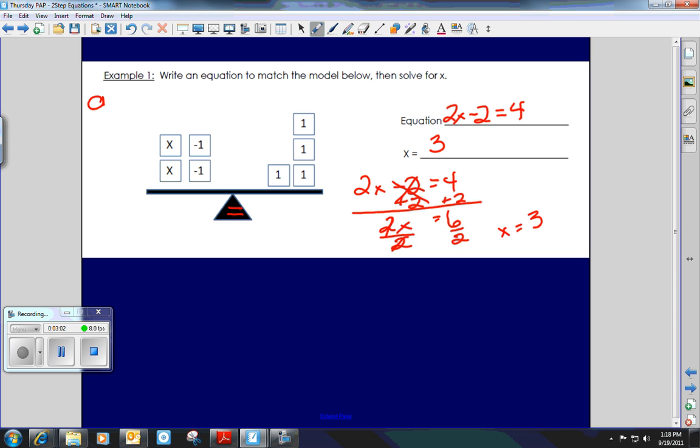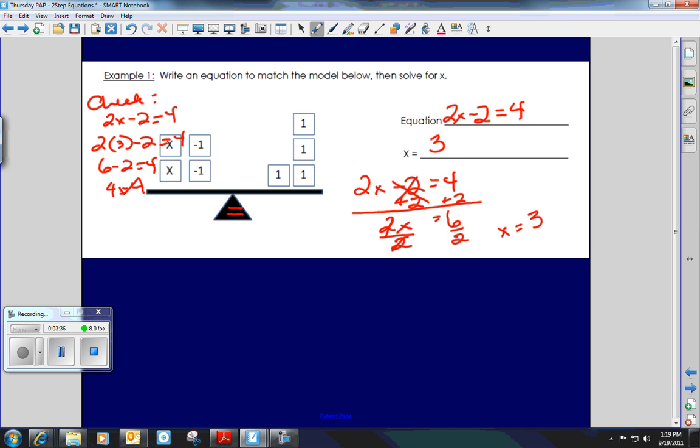So for my check, I have 2x minus 2 equals 4. I'm going to put in a 3 for x. So that's 2 times 3 minus 2 equals 4. So 6 minus 2 equals 4. And then I actually do the subtraction, and I know that 6 minus 2 is 4. So 4 equals 4, and that equation is checked correctly. That's how you're going to solve a two-step equation. You do the addition or subtraction first, and then you go back and multiply or divide.